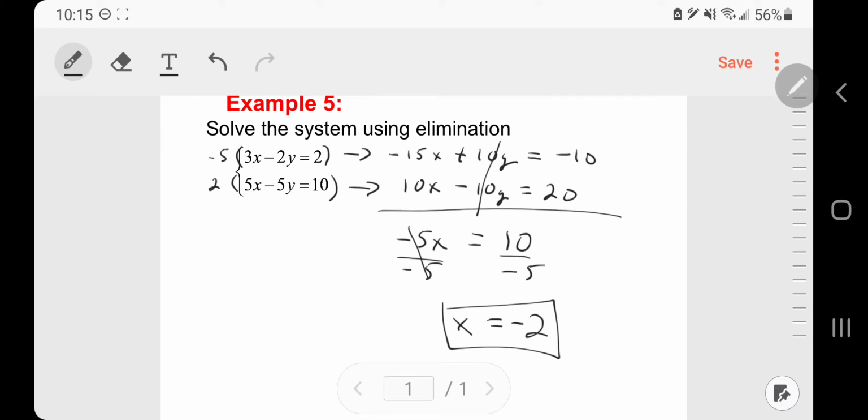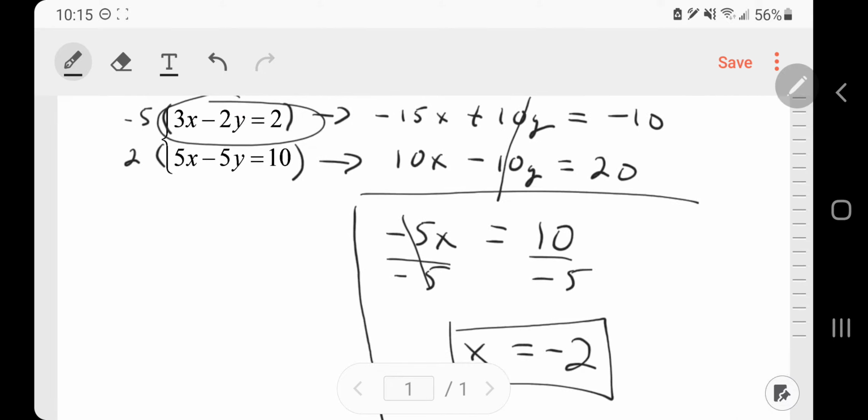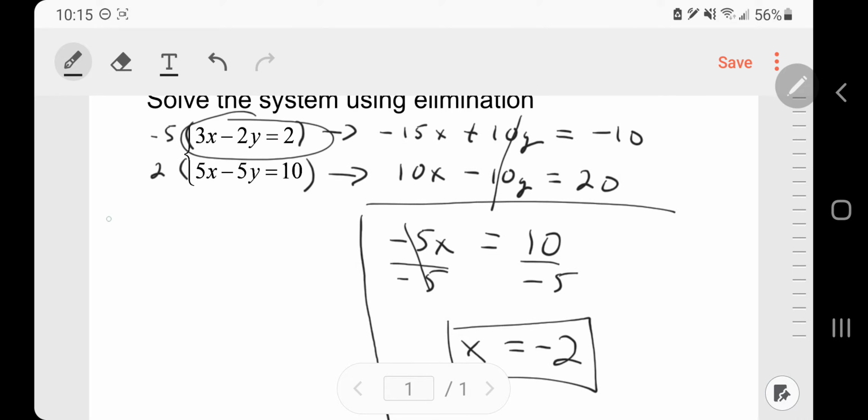Again, I eliminated my y value. Now I need to plug it back in to find out what my y value is going to be. All right, I can pick any equation. It doesn't matter which one. I could pick any of the new equations, or I could just pick one of the old ones. So let's pick the first one. Okay, so we have 3x, which would be 3 times negative 2, minus 2y equals 2. Let's just solve this for y.